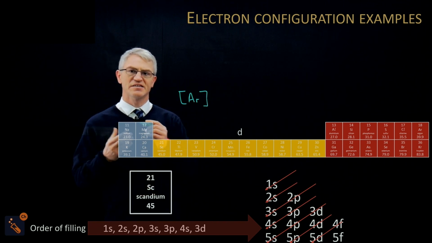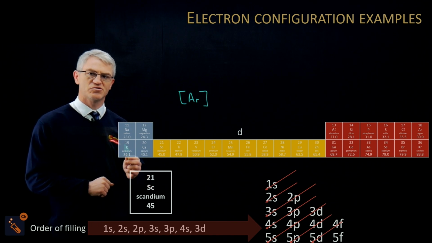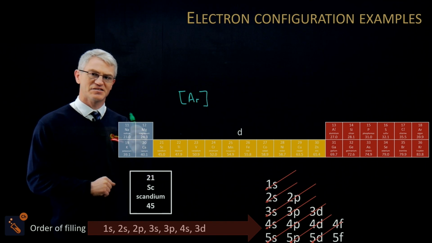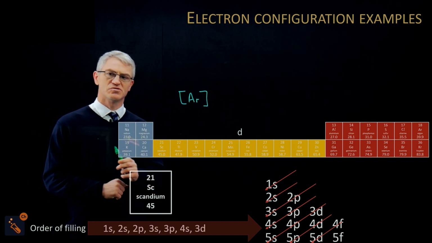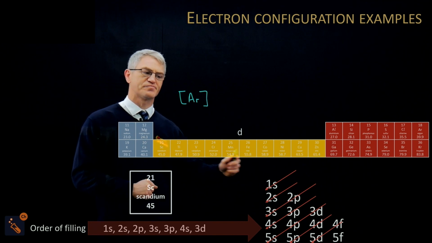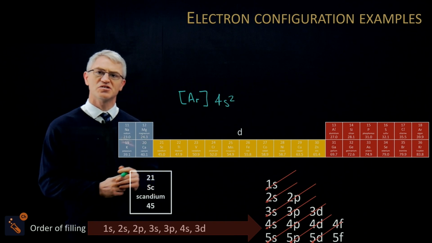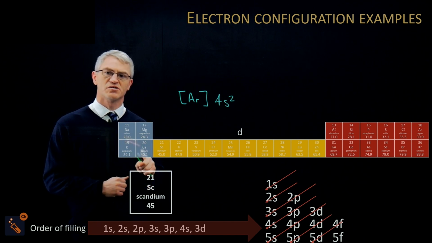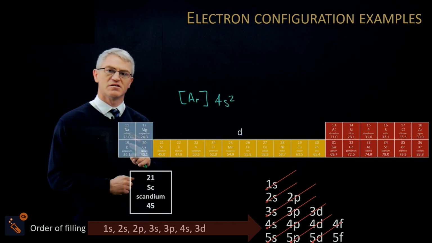So we need to think now, where is scandium? Well, scandium is right here. We've got 1 electron per block. So there's 1, 2 electrons in the s. This blue block here is the s, and that's in number 4. So that is 4s2, telling me there are 2 electrons here. Remember, we've got the configuration all the way up to argon, and then it's 1, 2 electrons here.